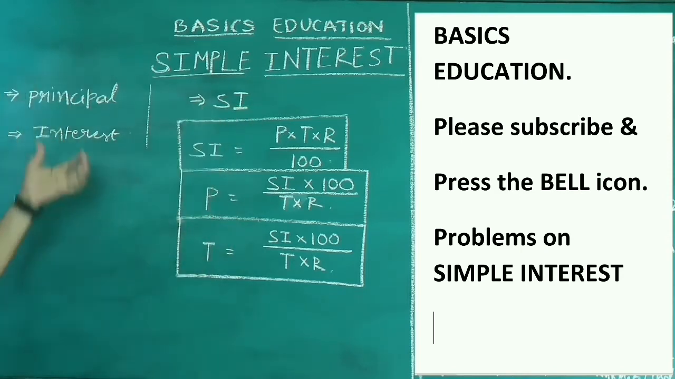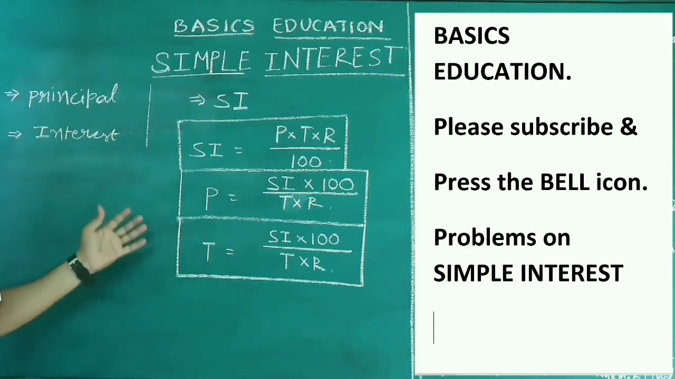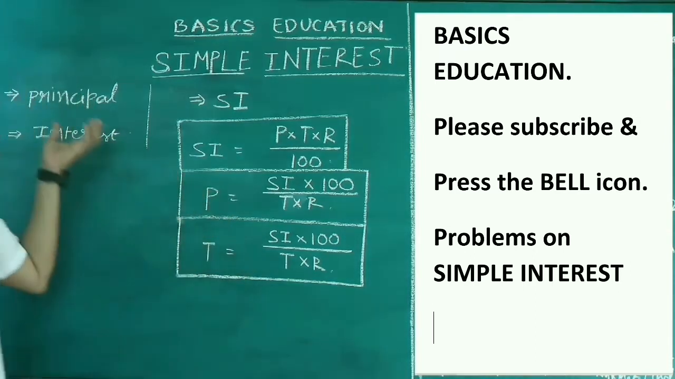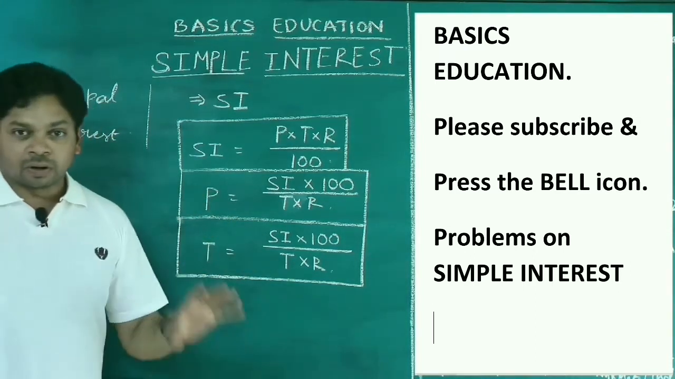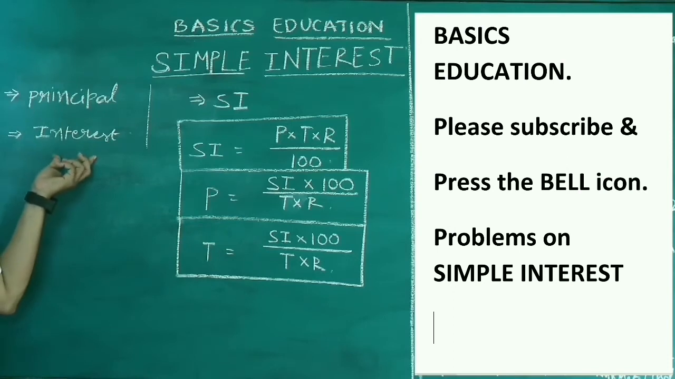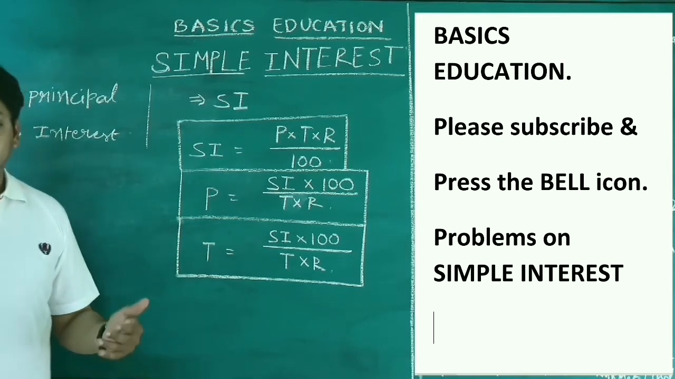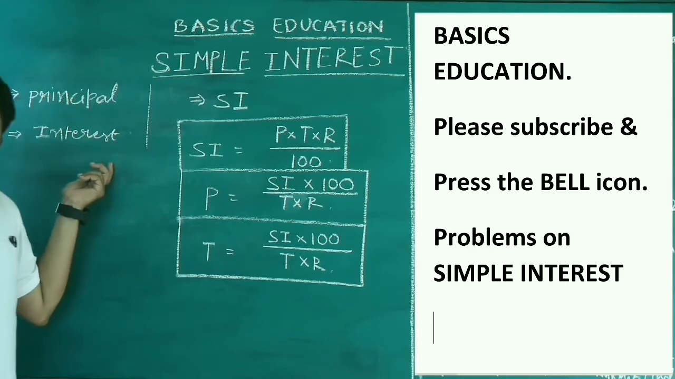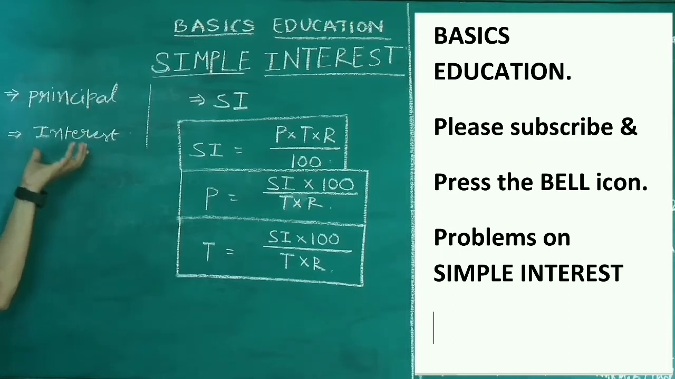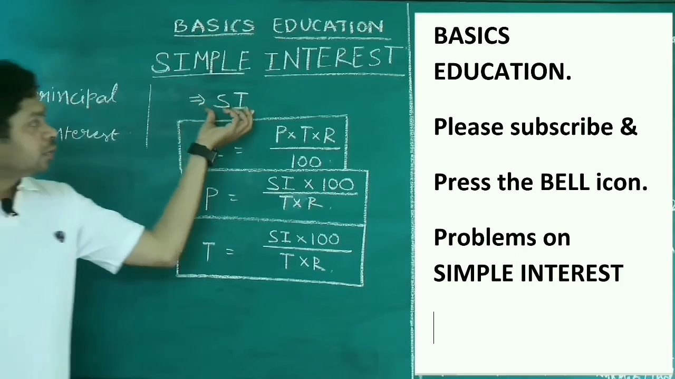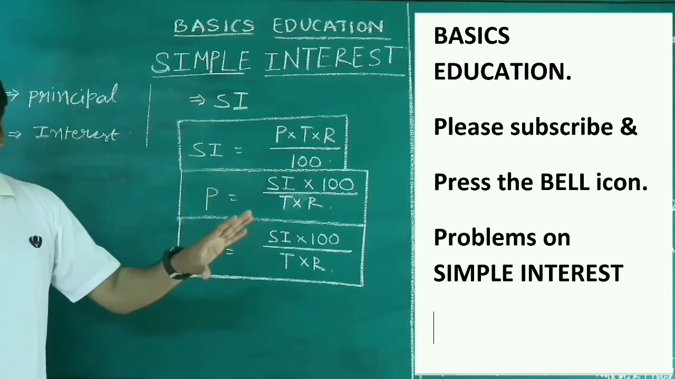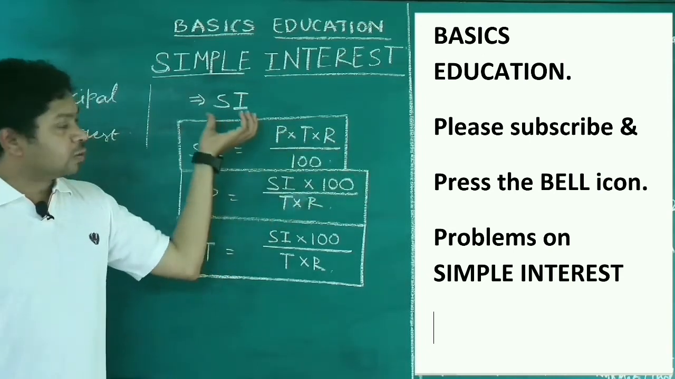Okay, so now I will tell you the definition of principal. Principal is nothing but the money borrowed or lent out for a certain period. Next, interest. Interest is nothing but the extra money paid for the use of others' money lent out for a certain period. Now simple interest. Simple interest is nothing but interest uniformly reckoned on a particular sum of money lent out for a certain time.